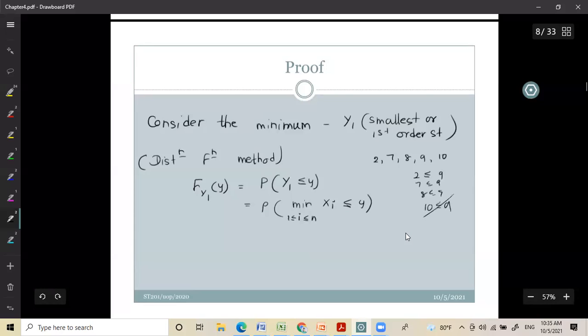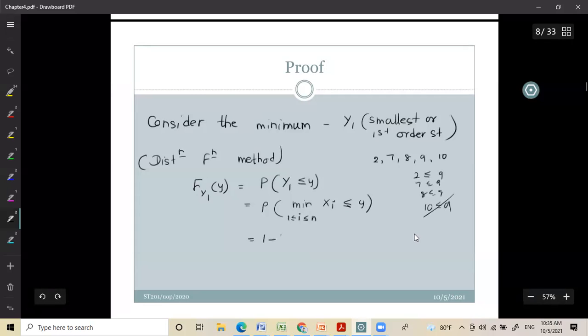Therefore, when the smallest is less than or equal to a certain number, you can't guarantee what will happen to the rest of the numbers. They can be less than or sometimes they will exceed. So we cannot guarantee that this inequality will be true for everything. Therefore, we are going to look at the other side.